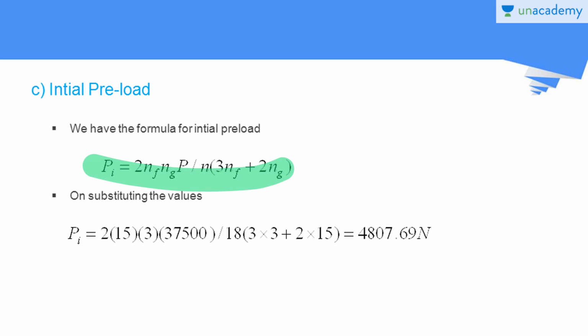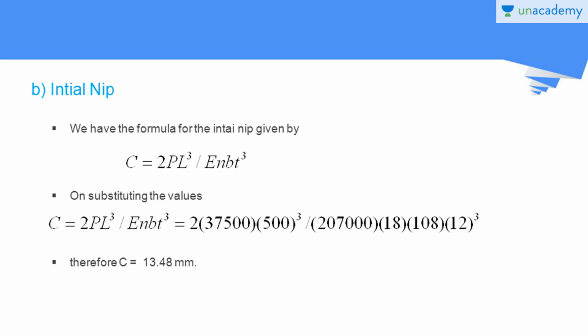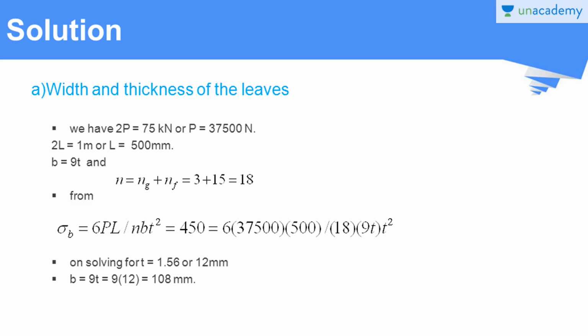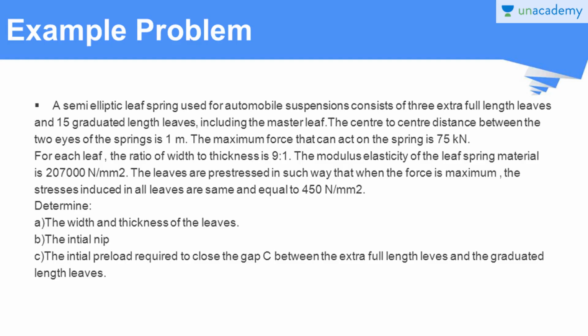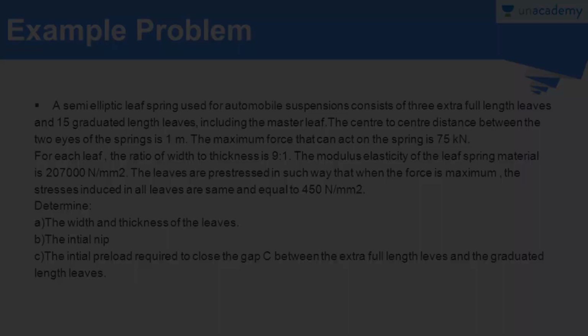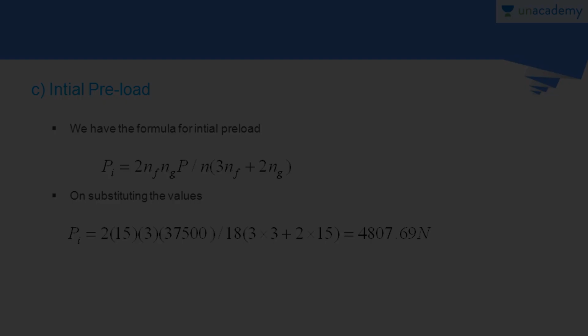So we have found the value of the initial preload, the initial nip, and also the width and the thickness of the leaves of the multi-leaf spring. This is the process to find these values asked in this question. This example problem is useful to understand the concepts that I have discussed in the past two lectures about multi-leaf springs. Thank you.